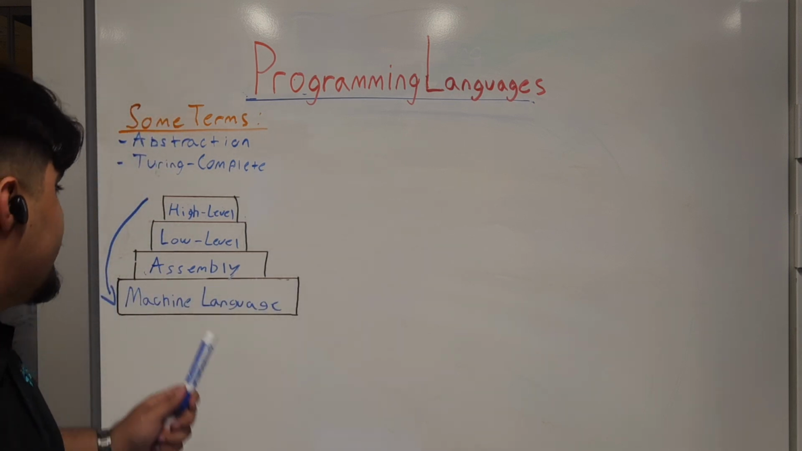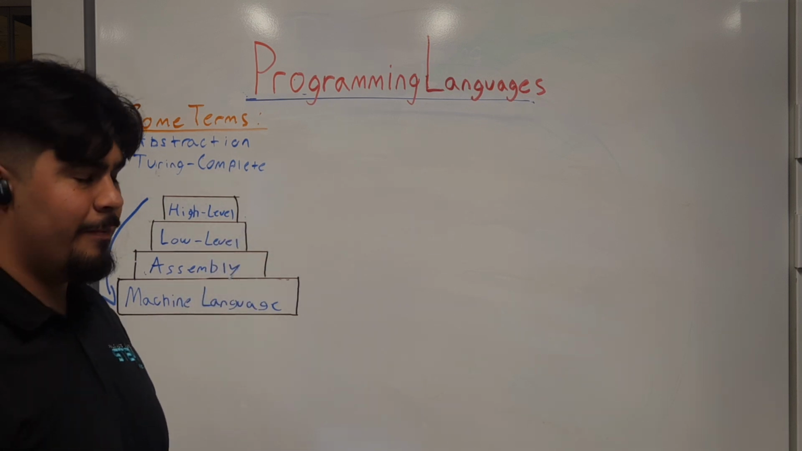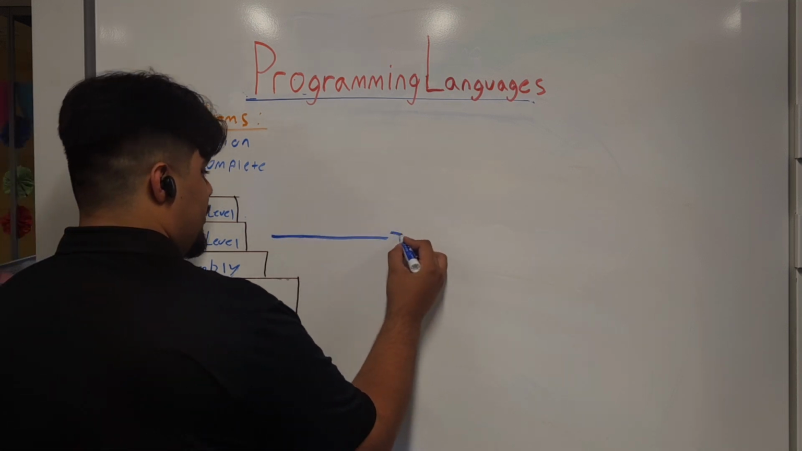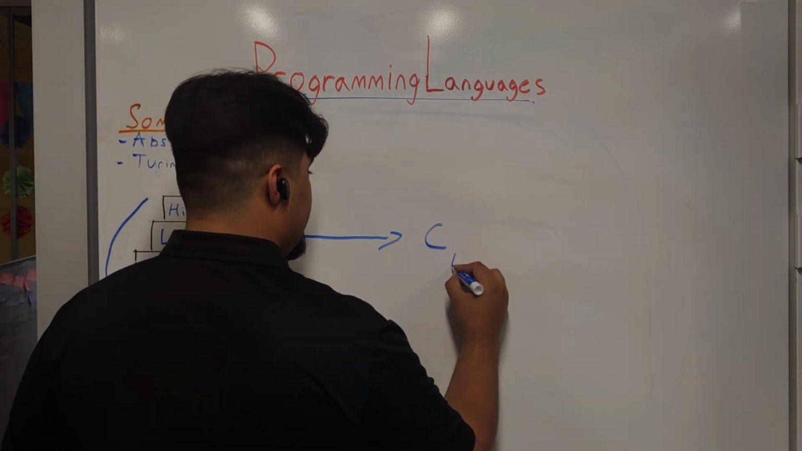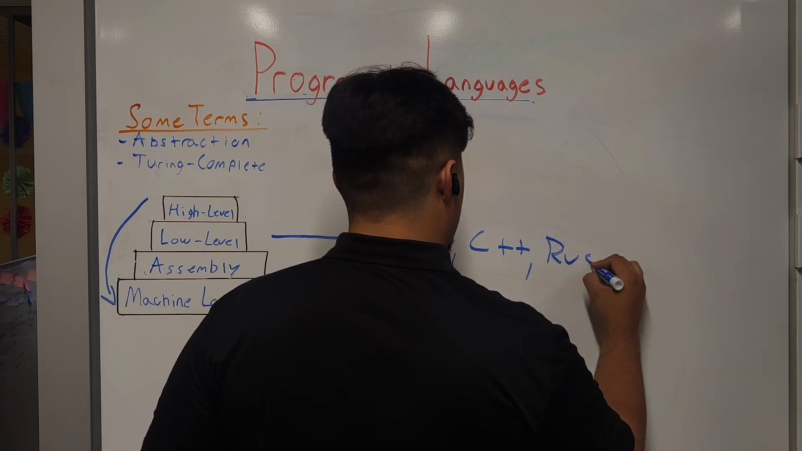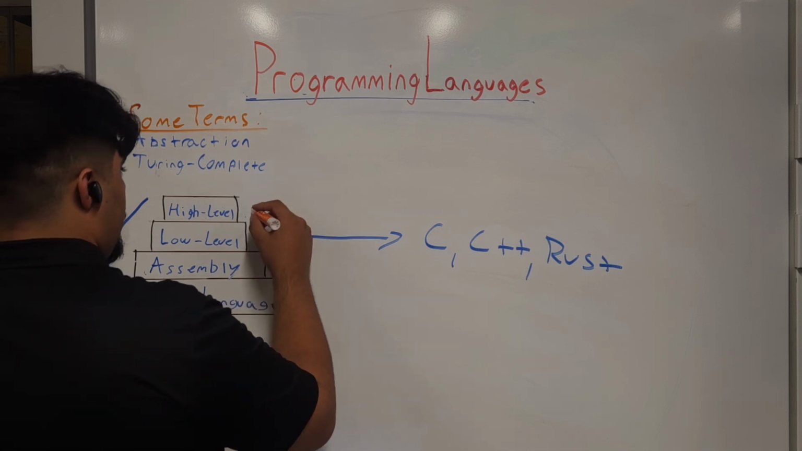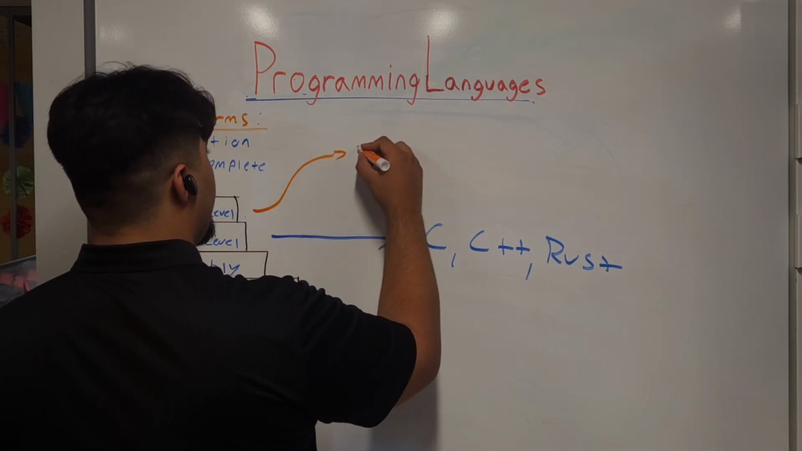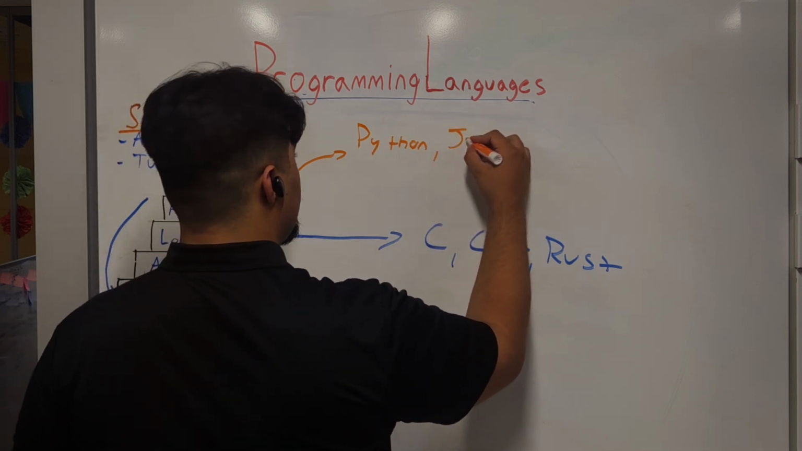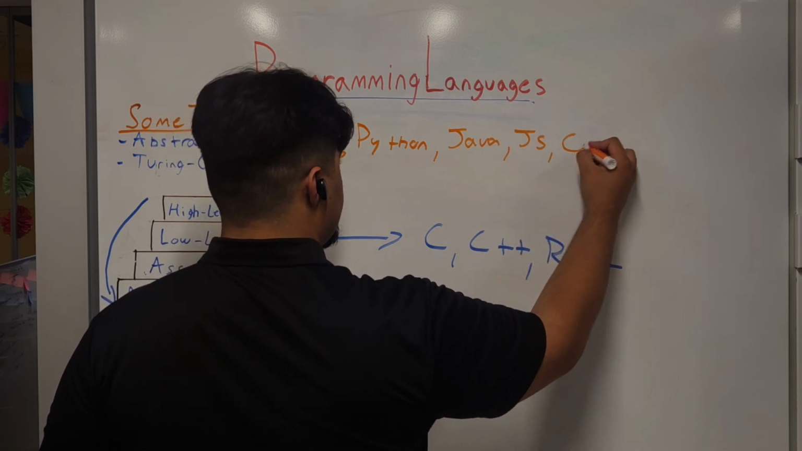I'm going to go more in depth into these two, low-level and high-level languages. You might have more familiarity with them. So some examples of low-level languages might be C, C++, Rust. And then high-level languages are languages like Python, Java, JavaScript, C#, etc.